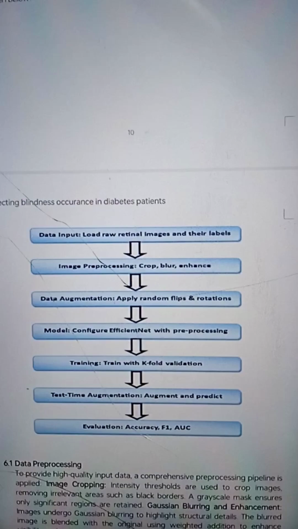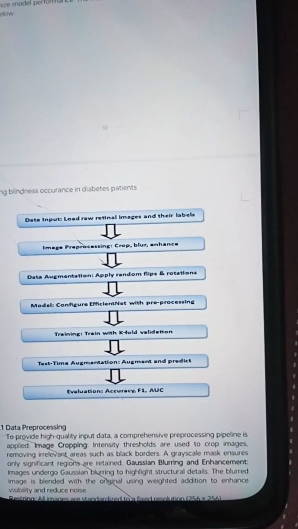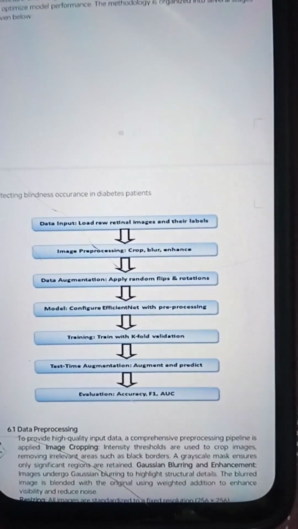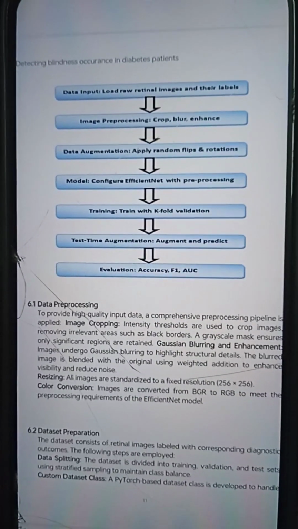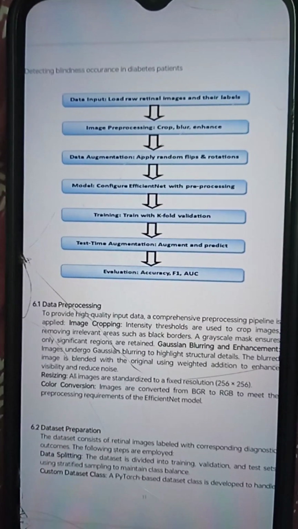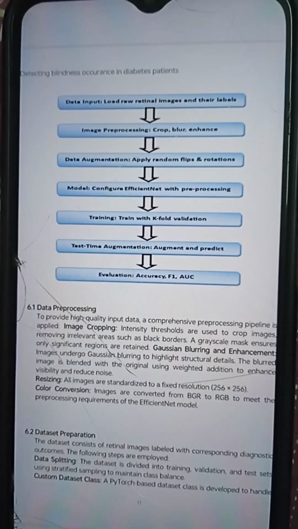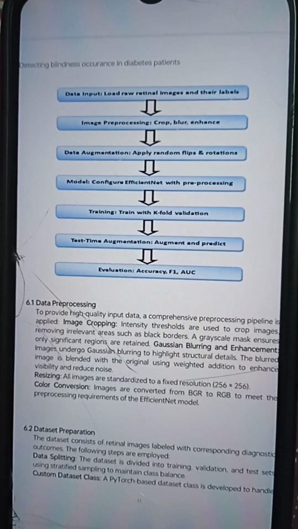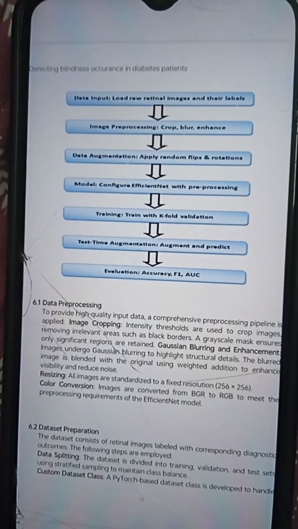Training, which trains with k-fold validation. A stratified k-fold approach is used to evaluate and improve the model robustness. Test time augmentation: augment and predict. In test time augmentation, multiple augmented versions of the test images are passed through the model and their predictions are averaged to enhance accuracy and reliability. Evaluation: accuracy, F1 and AUC. Performance is measured using accuracy, F1 score, precision, recall, and area under the ROC curve, AUC.